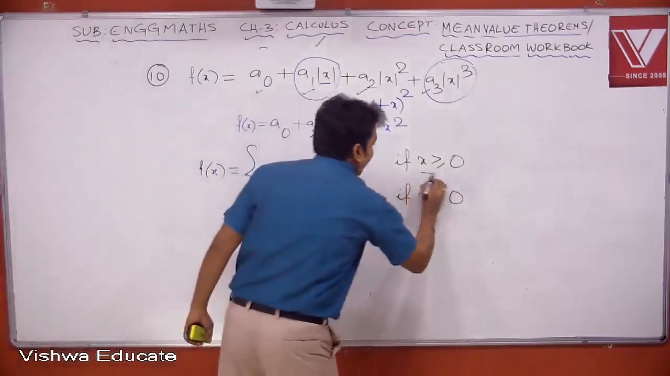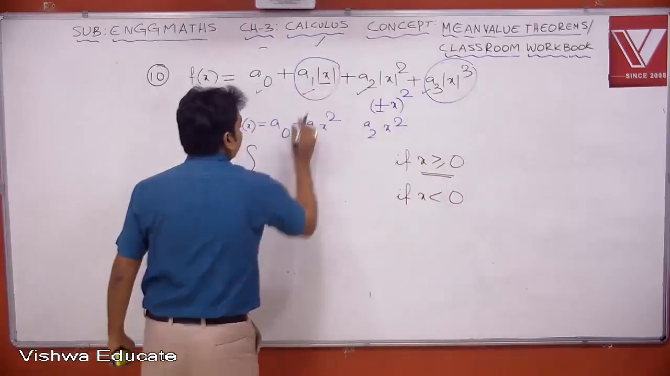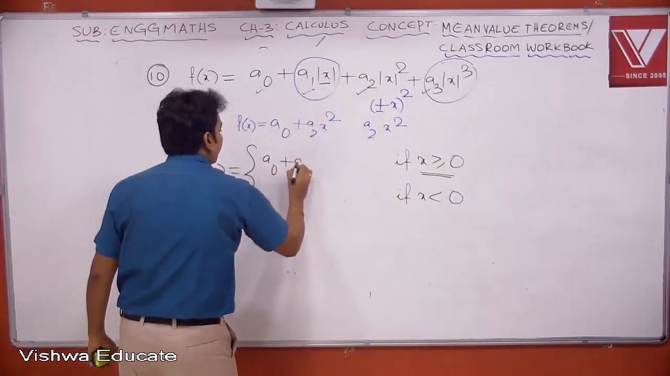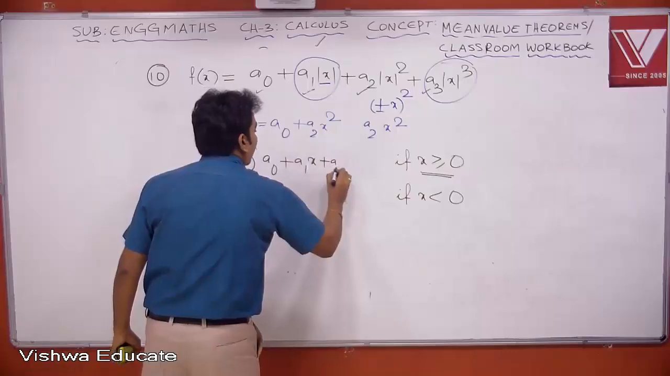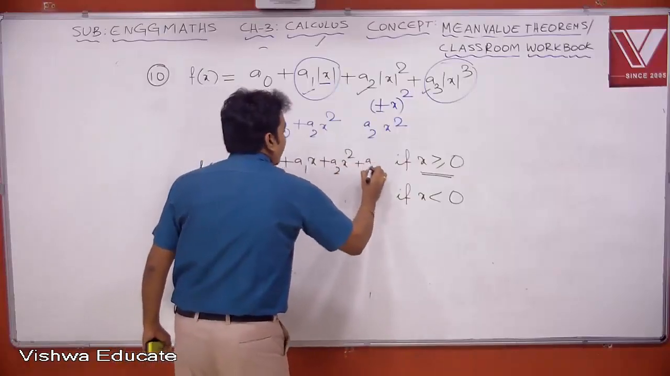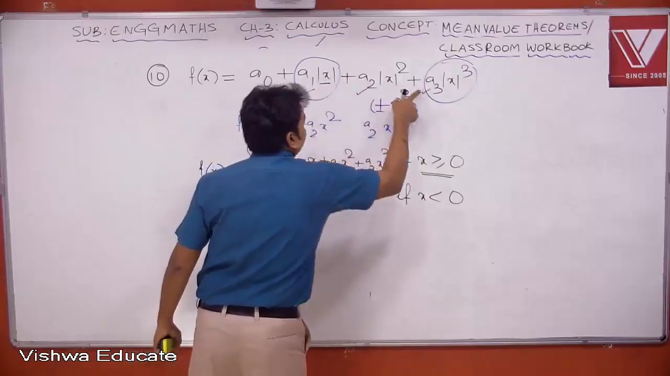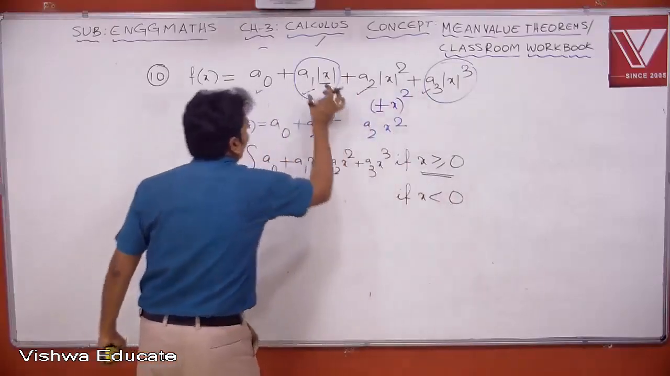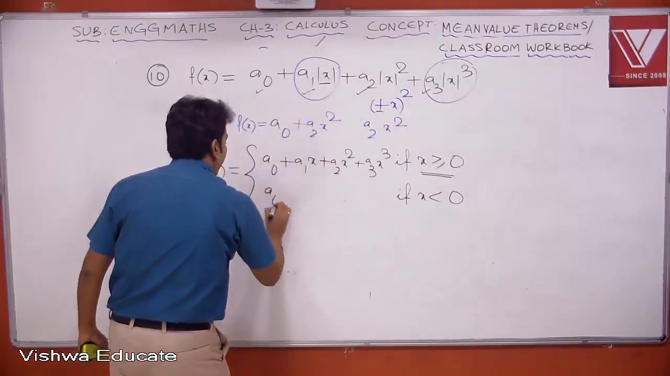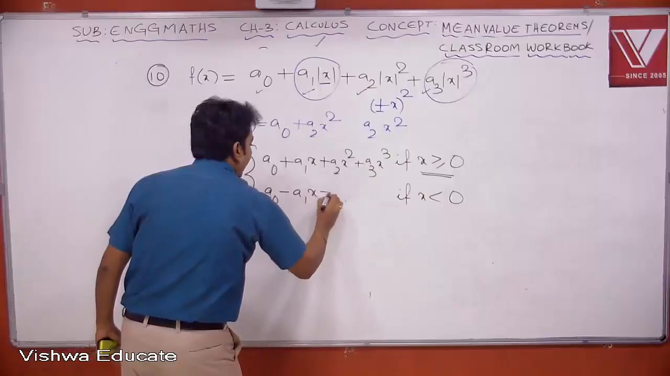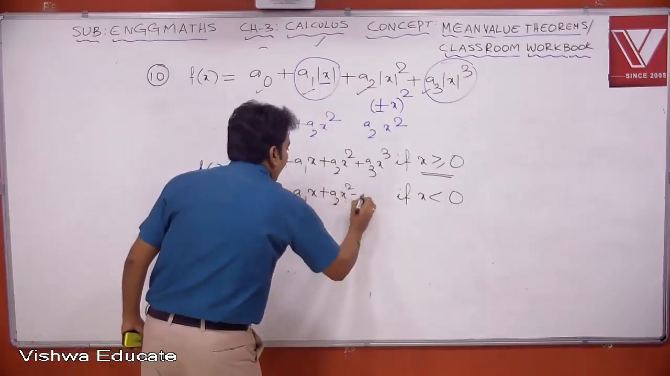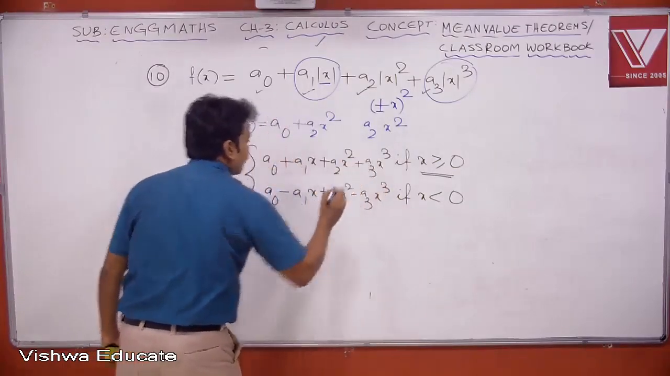When x is greater than or equal to 0, this mod x becomes x. Therefore, this becomes a0 plus a1 x plus a2 x square plus a3 x cube. When x is less than 0, mod x becomes minus x. So this becomes a0 minus a1 x plus a2 x square minus a3 x cube.